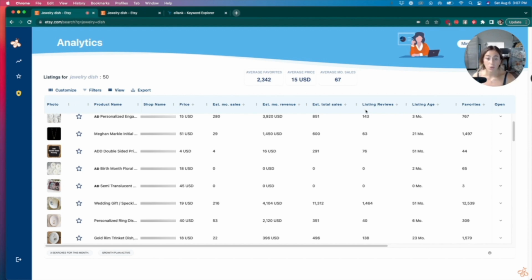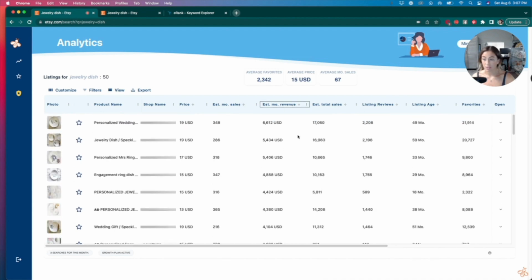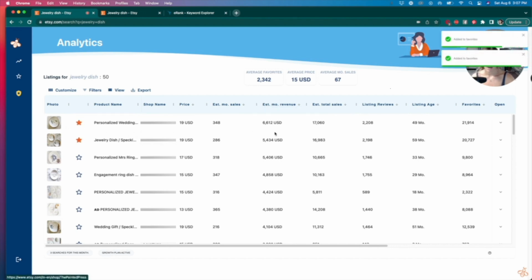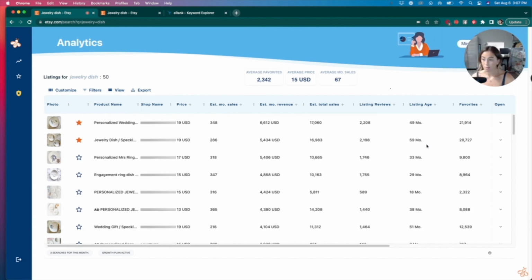So I'm going to analyze a few things. I want to see the estimated monthly revenue, and who's making the most revenue at the top. So we have this guy here and this guy here, and I want to see what their listing age is. It's 49 and 59 months.